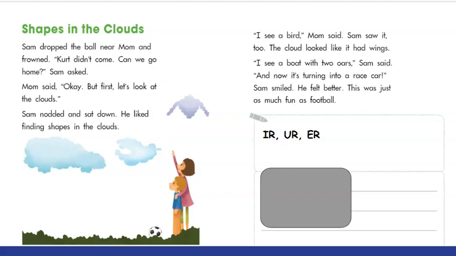Okay, you should have paused the video and gone back and reread with Miss Kelly. Now we're ready to try and do our phonics challenge. We have 3 ways to spell the sound. IR, UR, and ER all make the same sound. Remember, ER is our first choice. But I want to see, can you find any words in our story that used the sound? Pause the video here and see if you can find any words in our story that use the sound.